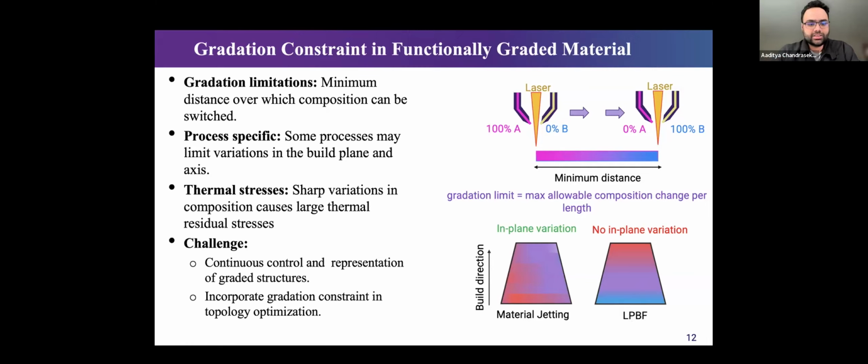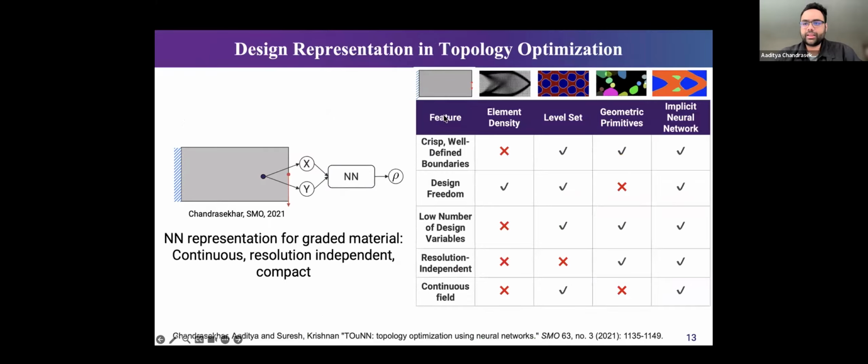So the challenge comes down to the fact that you want to manufacture graded designs, and you want to incorporate gradation constraints into your optimization problem. The way that we have done this is using implicit neural representation for the design. And this is something that I worked on during my PhD days.